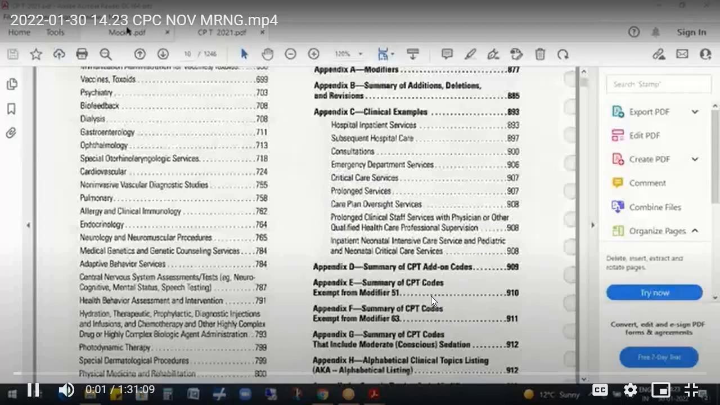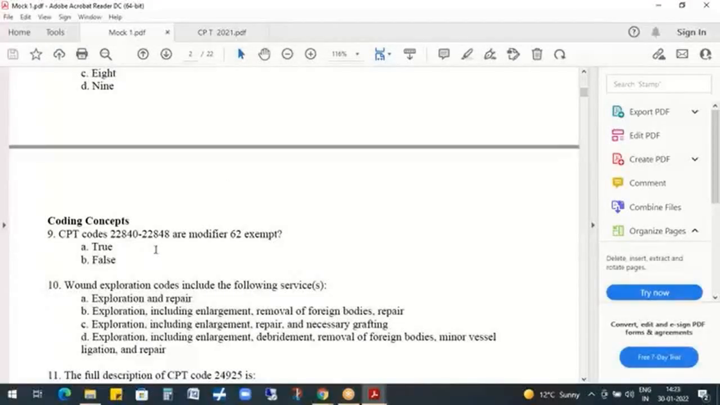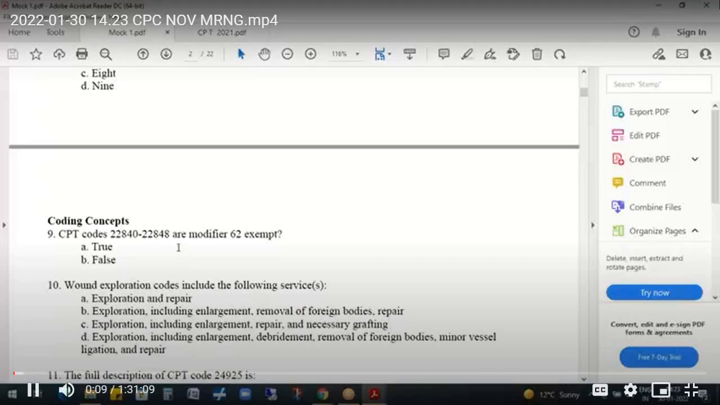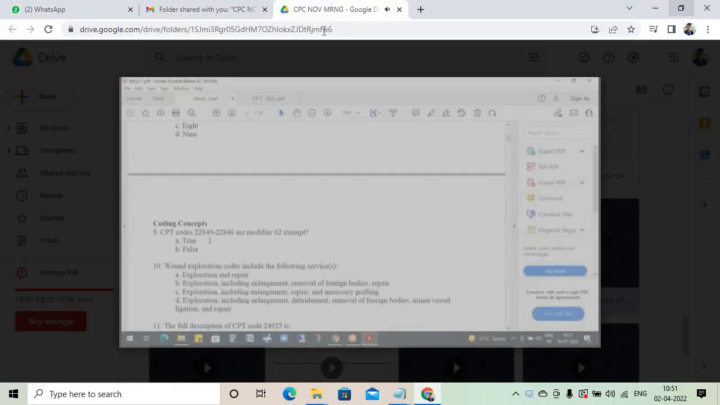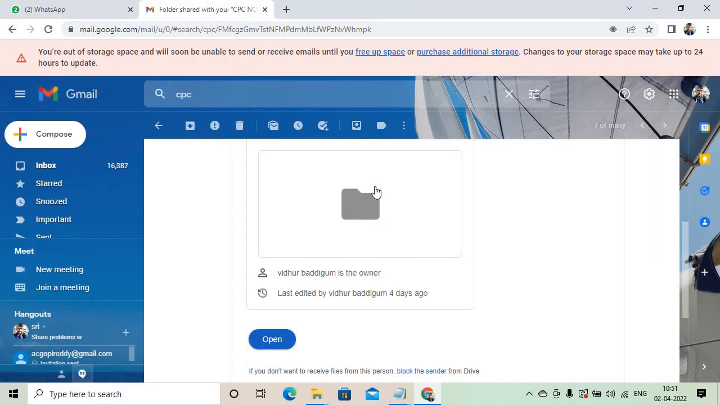From here you will get one question. The question: 228408848 modifier 62, except, true or false. You will get from there, or you will get to this code series. Above there will be a small paragraph. Definitely from there you will get it.